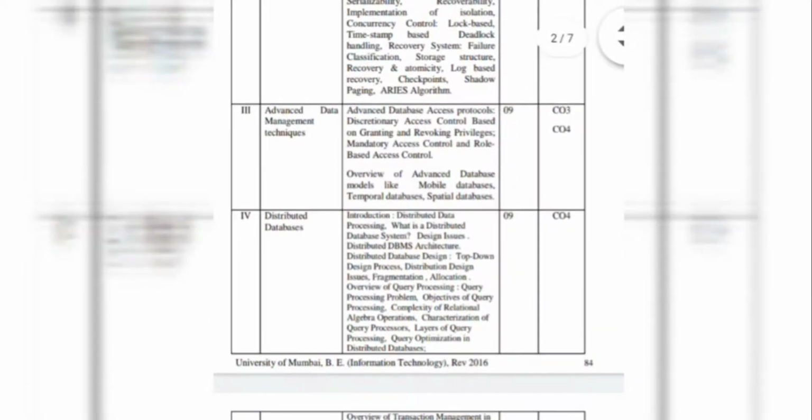Okay, now here you can see the first module is query processing. Are you able to see? Now you are able to see, I hope so.